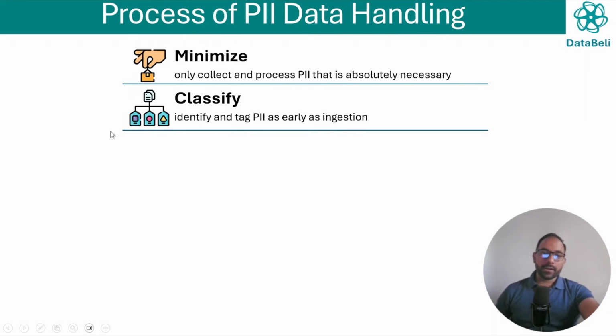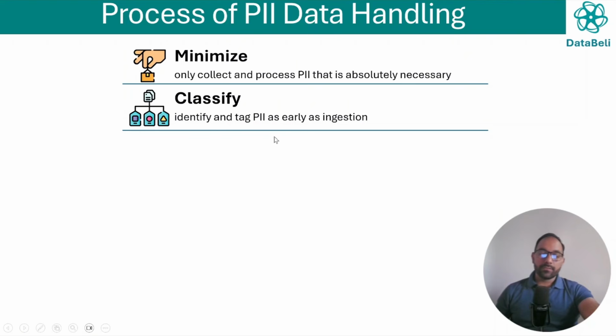The next part is classify. If we are bringing in any PII data, then we shall have proper classification of the data, identifying which column is PII or PHI and which one is not. Then accordingly we use tagging of the columns, mentioning which column is PII or not. We will see that during the demo also.